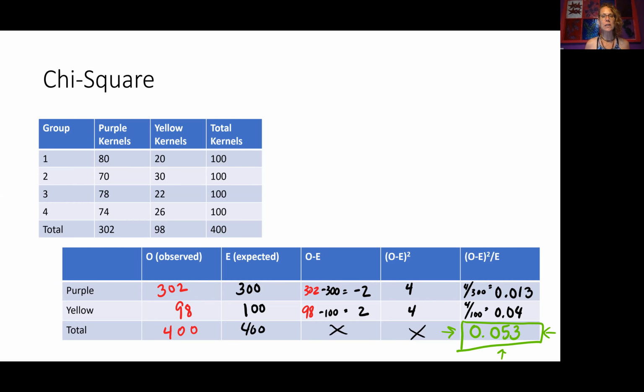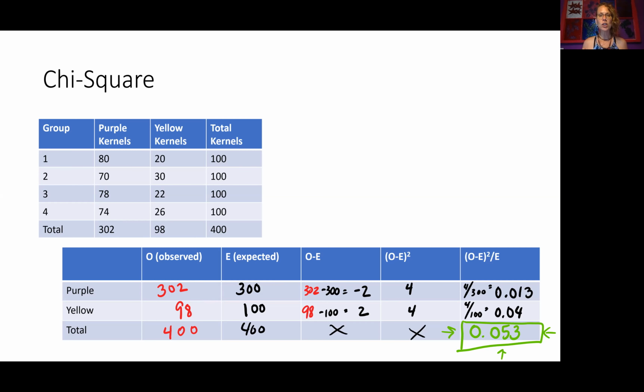So 0.013 plus 0.04 gives us 0.053. Now go ahead and check everything with the calculator, especially if you're a little bit unsure. Go ahead and pause and check your numbers. Okay, this number right here, 0.053, is our calculated chi-square. It is the whole reason for that table. It's going to help us get the information we need for the next step.